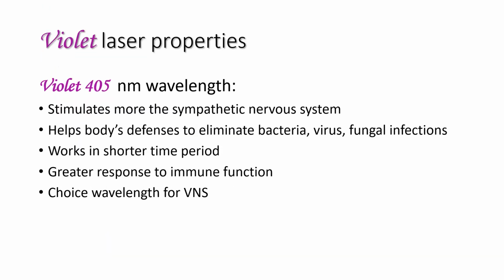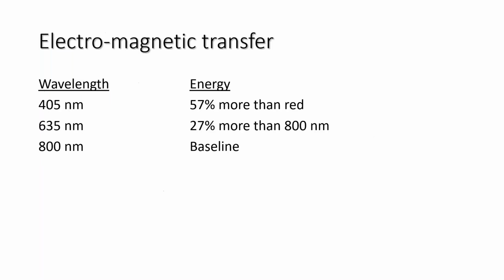The violet light, one's the right hand, one's the left hand. The violet light is a more sympathetic stimulus to the nervous system. It's also shown to help the body's defenses eliminate bacteria, viruses, fungi, pathogens, antigens. And that's the reason it's a greater response and a great choice for immune function. The violet light is also shown to work in even a shorter period of time. And the violet light is my choice for the wavelength for vagus nerve stimulation, VNS.